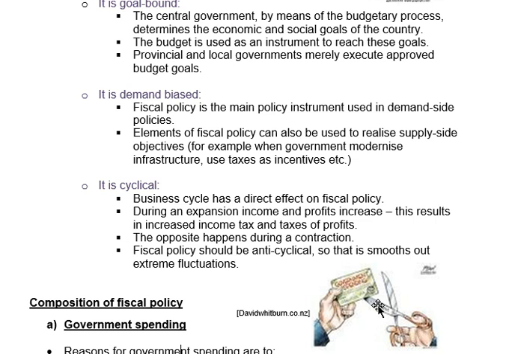So automatically during the expansion phase, the government will receive a higher revenue in the form of income tax as well as taxes on profits. When businesses make more profits, remember businesses have to pay companies tax, corporate income tax on their profits. So in the expansion phase, when businesses are making a lot of profit, the government will also be receiving an increased amount of corporate income tax.